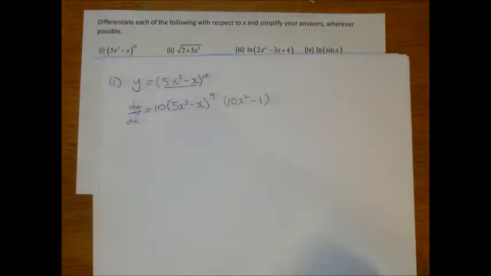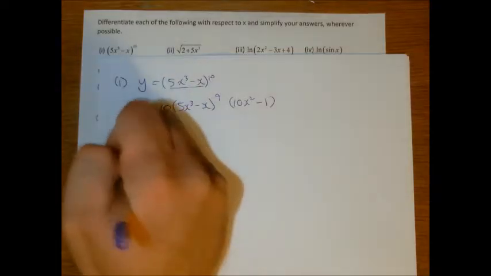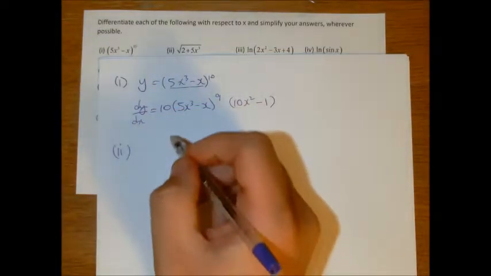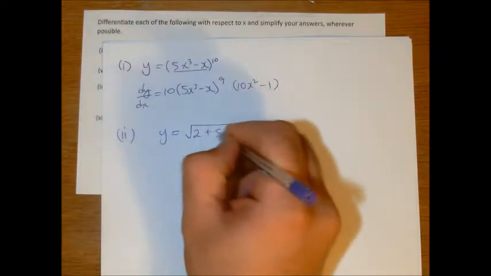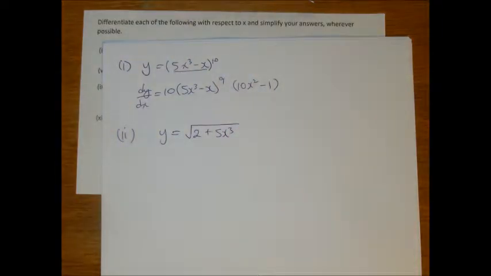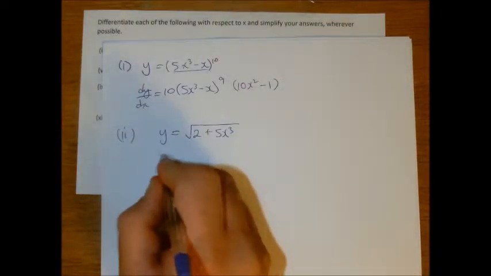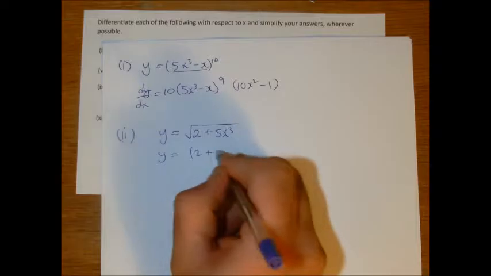Now if we move on to number 2, you have y equals the square root of 2 plus 5x cubed. When you differentiate this, of course, we need this as a power. The square root is the power half.